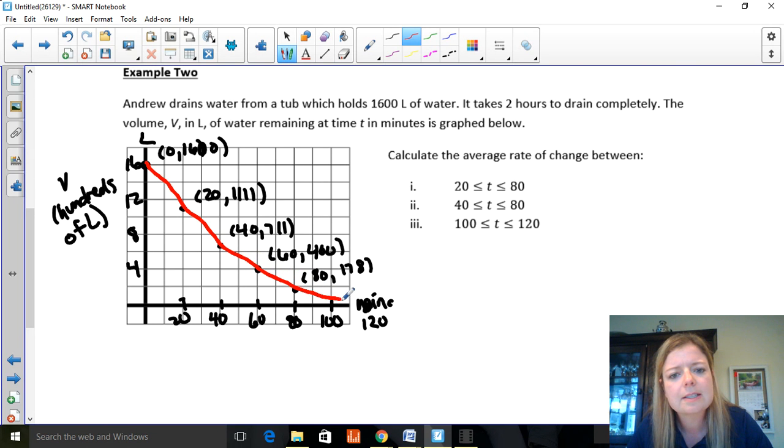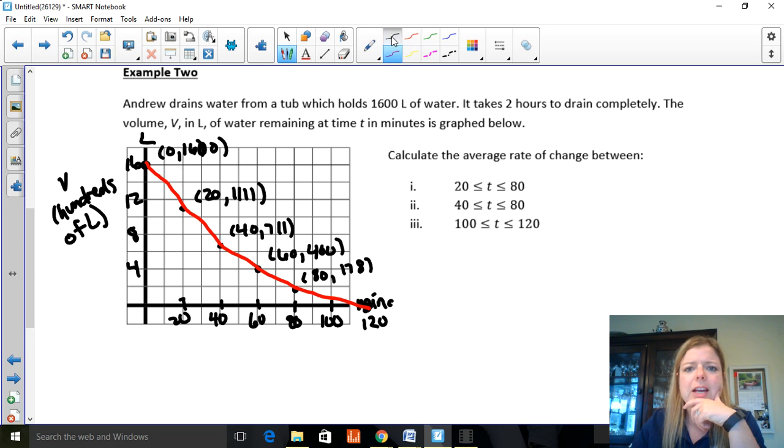Okay, so this is some exponential decay. So let's take a look and think about the average rate of change of this. The average rate of change between any of these two points is going to be negative, first of all. I know that because we're comparing volume to minutes, and as a tub is being drained, the volume is going to be decreasing. So I can think about that logically.